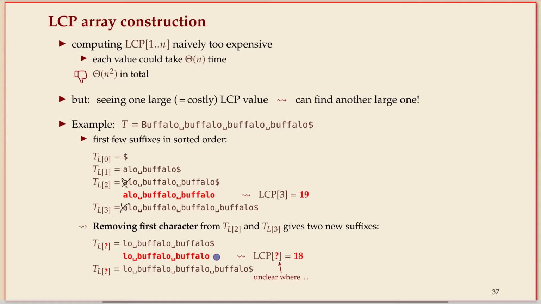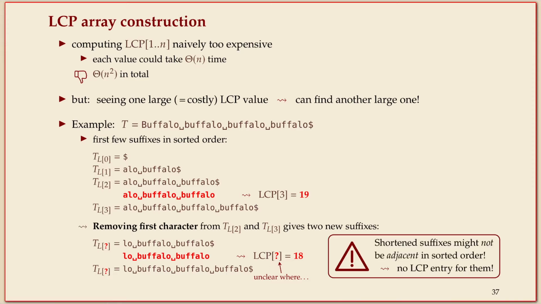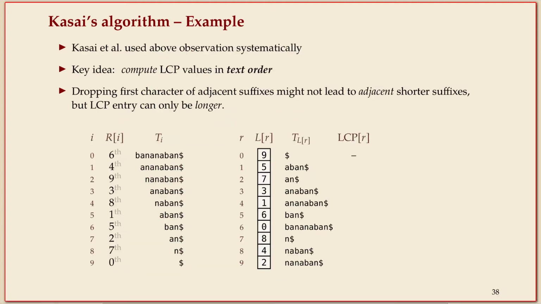Now, it's unclear where those are, and it's unclear where to put this value 18. And even worse, it's not clear if there is ever a value of 18 exactly. The problem is that if you chop off the first character, you no longer know if these two suffixes are adjacent. There could be others between them. And you only have LCP values for two adjacent suffixes. But the same idea can still be made to work.